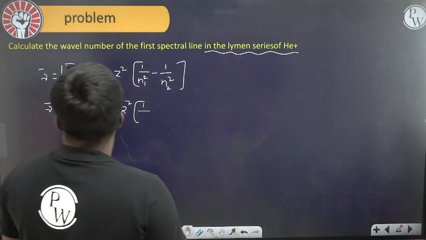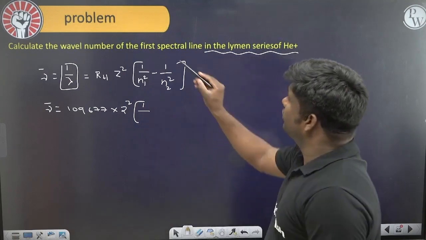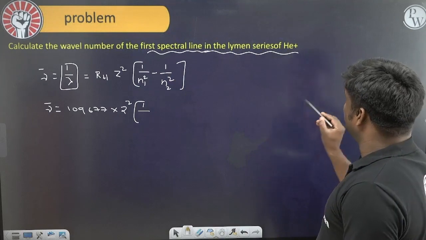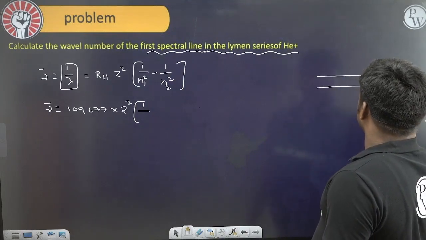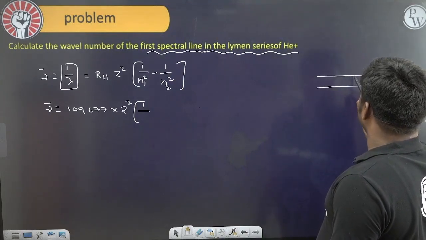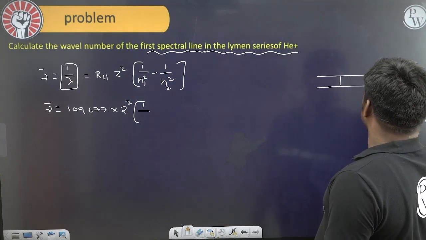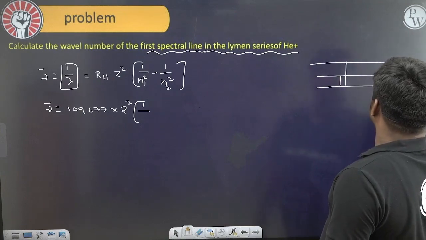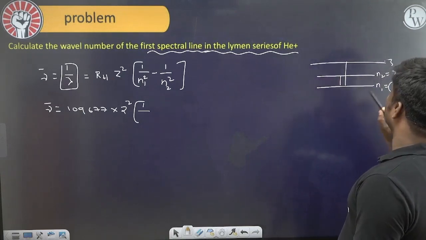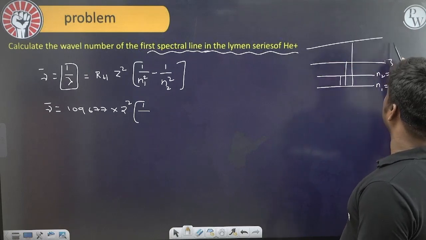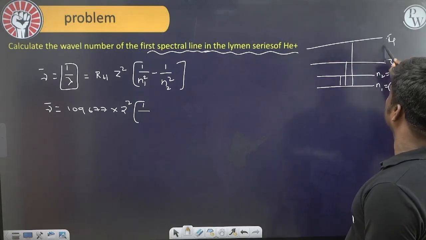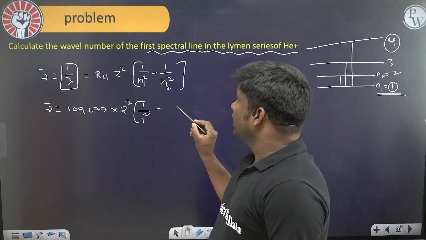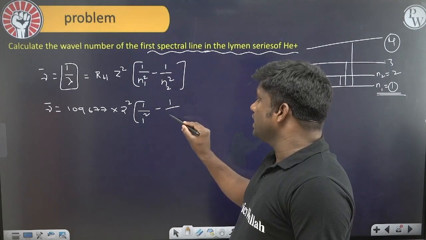We are asked to calculate the wave number of the first spectral line in the Lyman series. Lyman series means N1 is equal to 1. First spectral line means what? N2 is equal to 2. Second spectral line means N1 is equal to 1, N2 is equal to 3. Third spectral line means N2 is equal to 4. Lyman series means N1 is always 1, and for the first spectral line, N2 is 2 square.